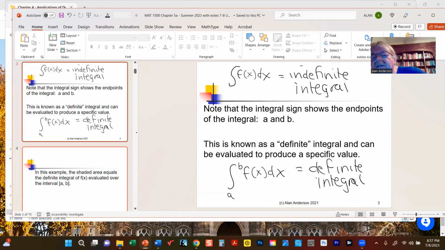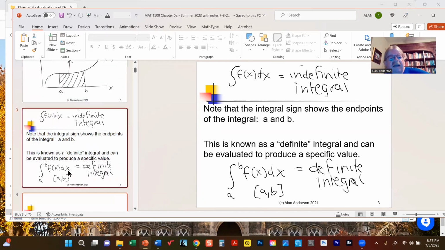Now, so far, we haven't seen the procedure that we need to evaluate a definite integral, but we will get to that very soon. So it's important to be aware that there's two basic types of integrals that we might run across. The indefinite one, which applies to the entire domain, and the definite integral, which only applies over the interval A to B, including the A and the B.